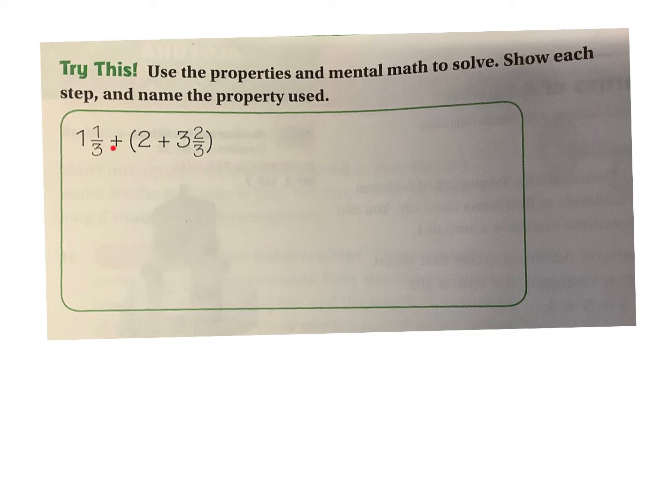All my only operations are addition, so I can move these around however I wish. 1 and 1/3. And 2 and 2/3. I'm looking at 1/3 and I'm looking at 2/3, and 1 plus 2 is 3. That would be 3/3, right? So I really would like these next to each other. So I'm going to use the commutative property of addition and move that 3 2/3 next to the 1 1/3. So I just flipped these around, commutative property of addition.